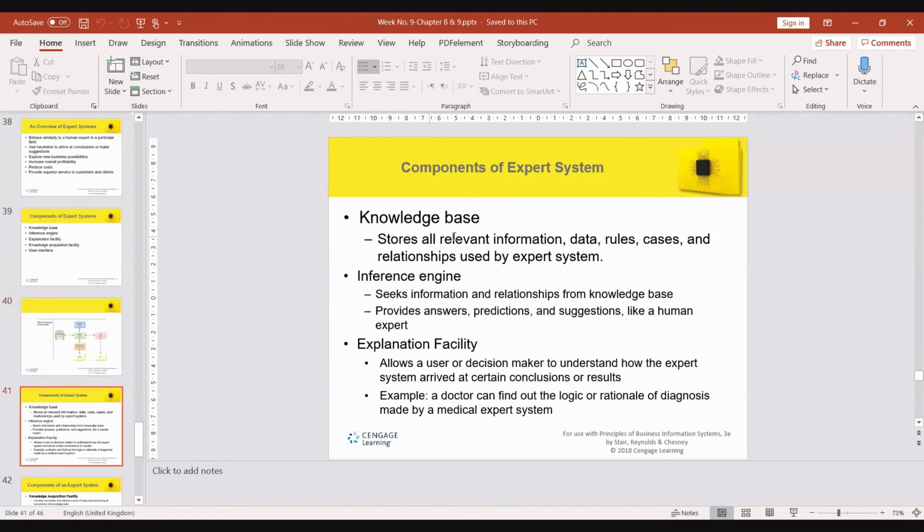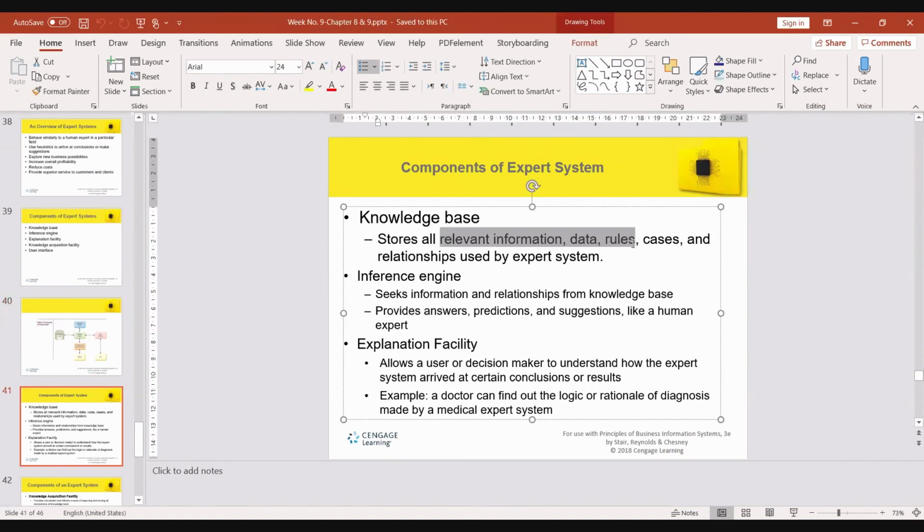So what is the knowledge base? It stores all relevant information, data, rules, cases, and relationships used by the expert in the database. We will store all these things. The inference engine seeks information and relationships from the knowledge base and provides answers and predictions, just like a database management system. So this is a management system that will manage the knowledge. It will provide answers, predictions, and suggestions like a human expert. It will calculate something and take the decision based on the knowledge.